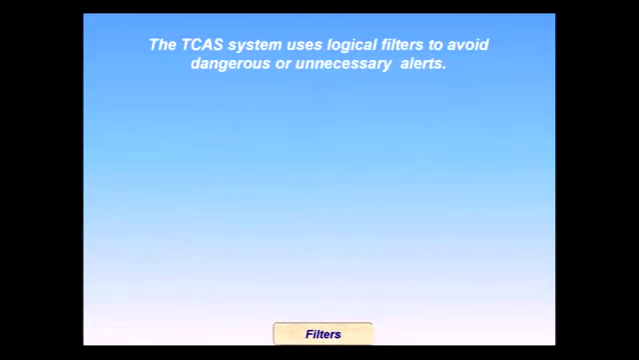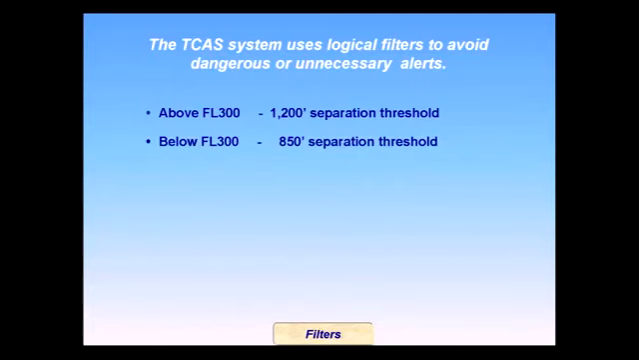The TCAS II system applies certain logical filters to avoid issuing dangerous or unnecessary traffic alerts and advisory commands. TCAS does not issue a TA when standard IFR separation exists. Aircraft separated by 2,000 feet above or 1,000 feet below flight level 290 are displayed as proximate traffic within the TA alert area. RAs remain active, however, and failure to decrease vertical rate prior to level off at assigned altitude may cause unnecessary RAs in this situation.